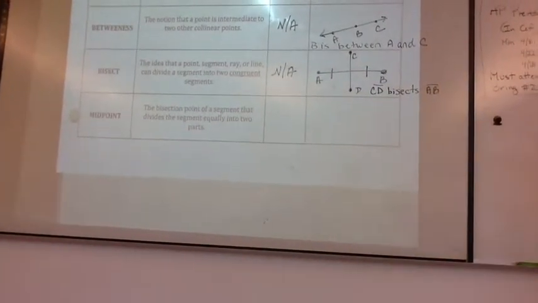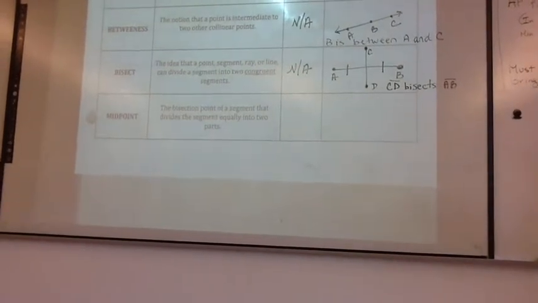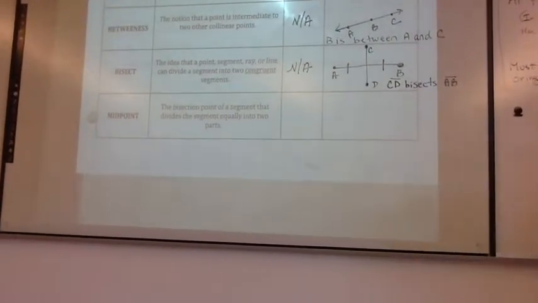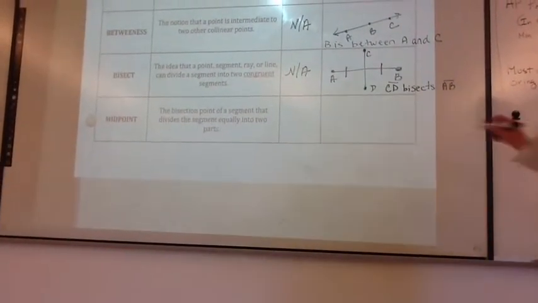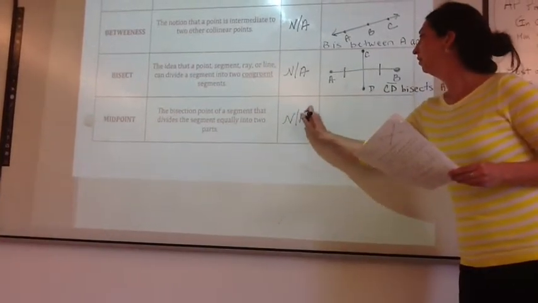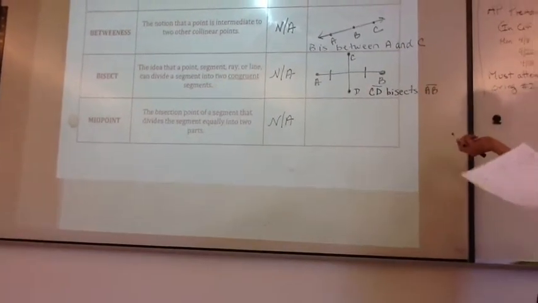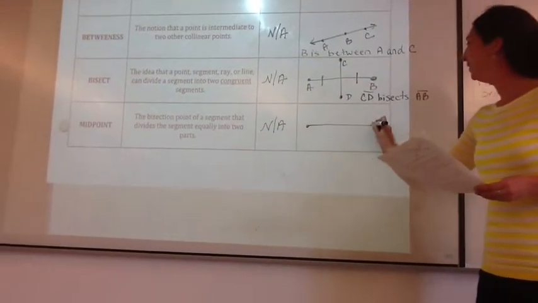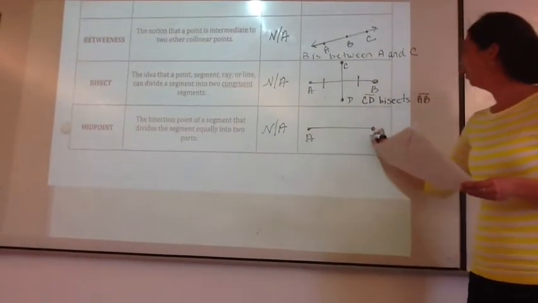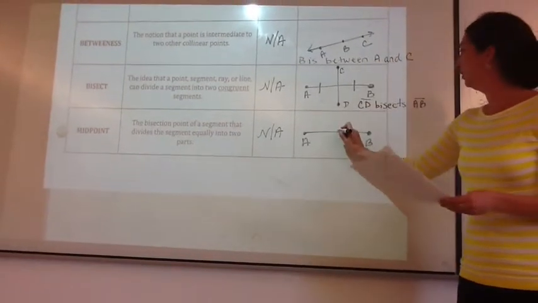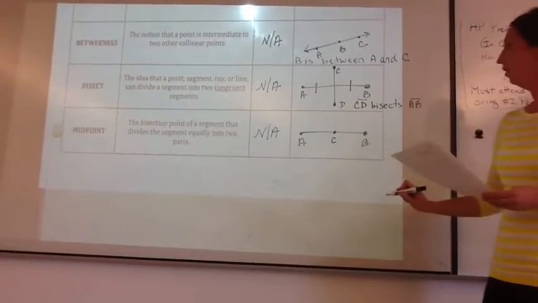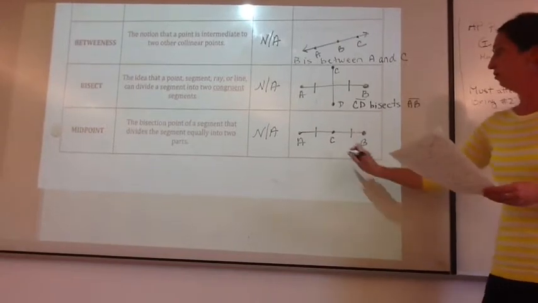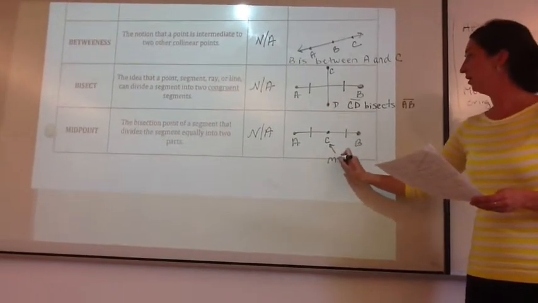And lastly, the idea of midpoint. The bisection point of a segment that divides the segment equally into two parts. The bisection point. So that's specifying you've bisected the segment, but there is some point, let's call it C, in the middle that allows the two segments to be equal. So C would be the midpoint.